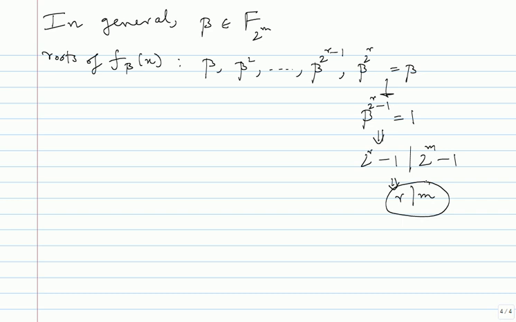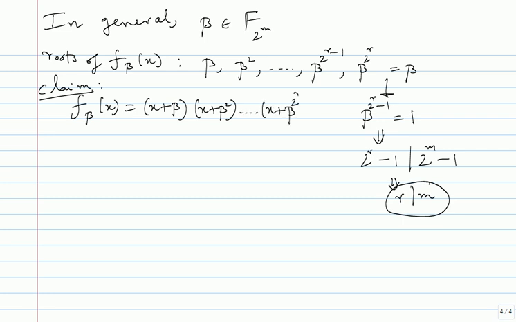So this can happen only when r divides m. Let's keep that aside. I have not proved it, but you can look up a proof. It's not very difficult to prove this. All right, so my claim now is going to be this: f beta of x is equal to x plus beta, x plus beta squared, and so on till x plus beta power 2 power r minus 1. That's my claim.